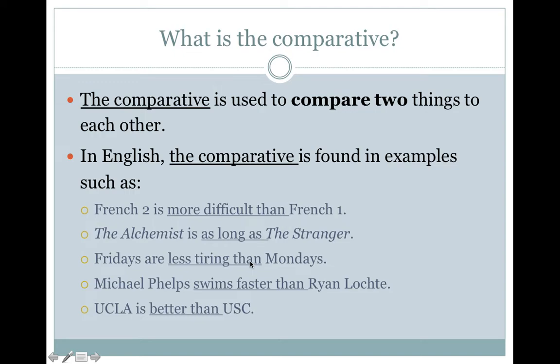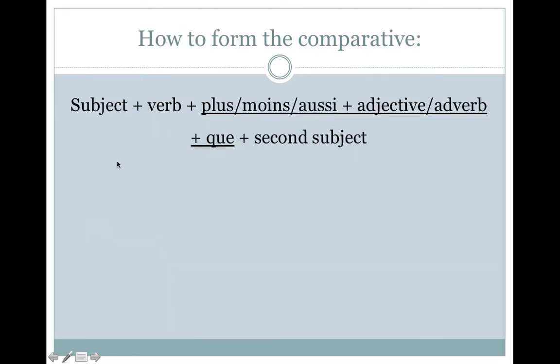Fridays are less tiring than Mondays. So we're seeing you can have the comparative either saying something is more, it's as, or less. Then you can also use it for adverbs. So Michael Phelps swims faster than Ryan Lochte. So the faster than is the true comparative part. And then, of course, we have UCLA is better than USC, true statement, and also a great example of the comparative.